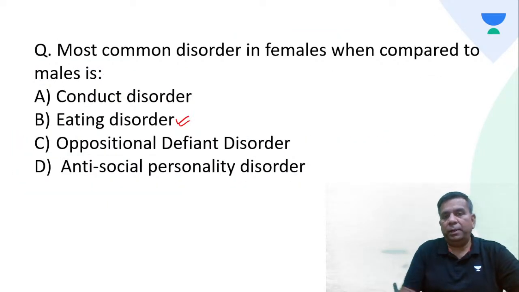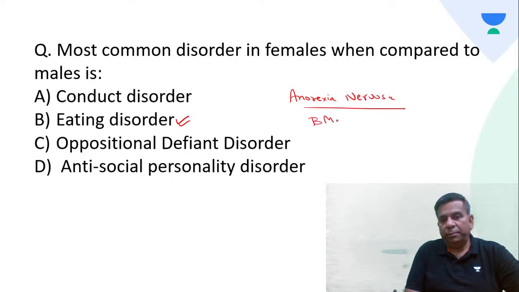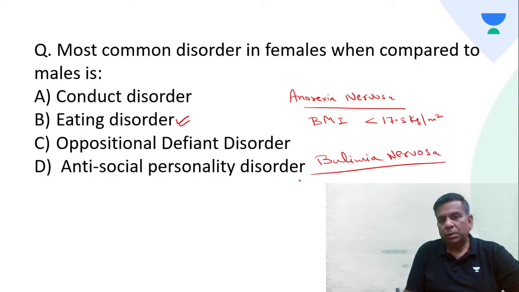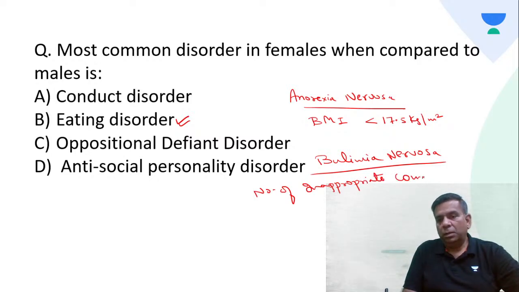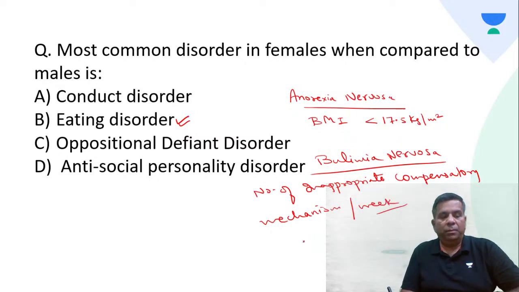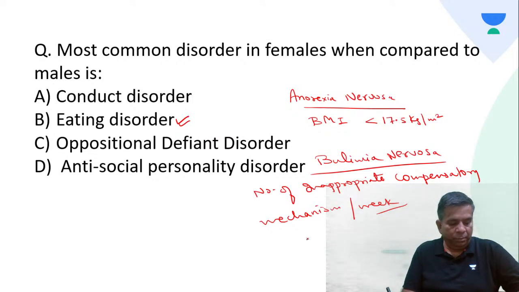We may also be asked, so we must know that anorexia nervosa has been categorized based on the BMI. BMI less than 17 kilogram per meter square is anorexia nervosa, and bulimia nervosa is categorized into severity based on the number of inappropriate compensatory mechanisms per week.